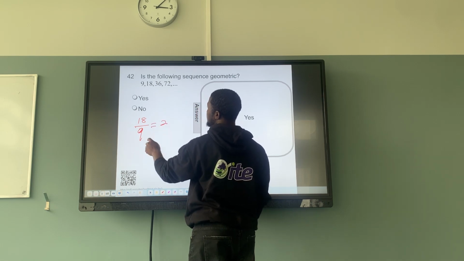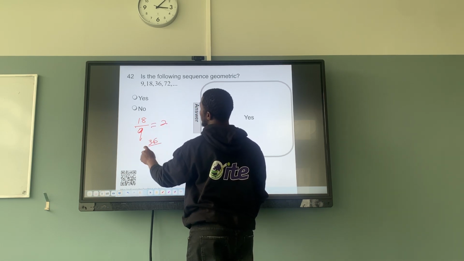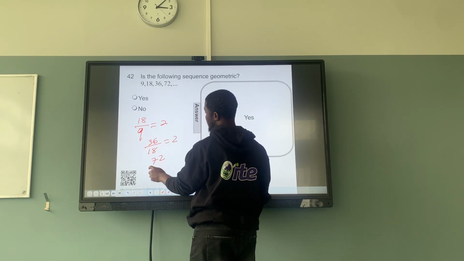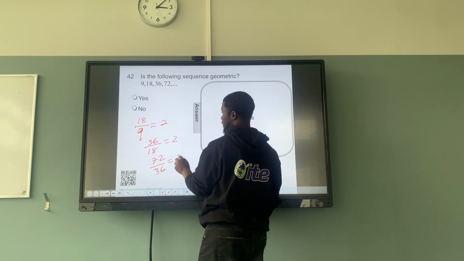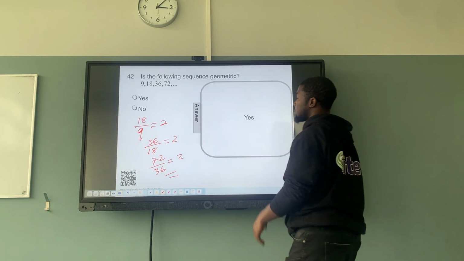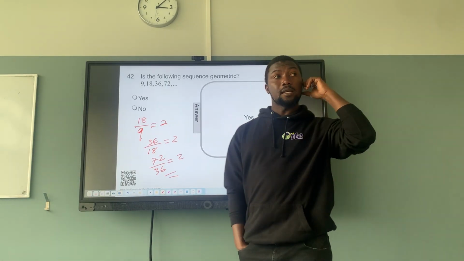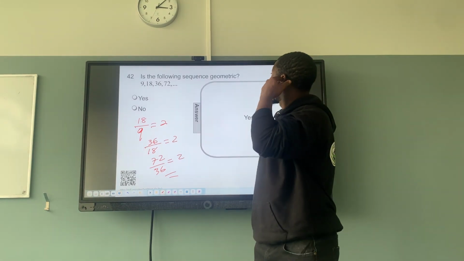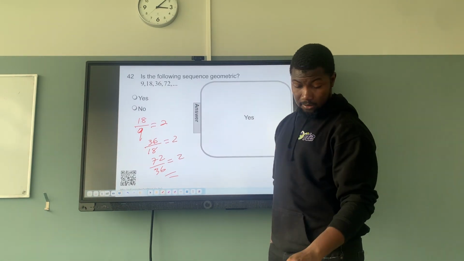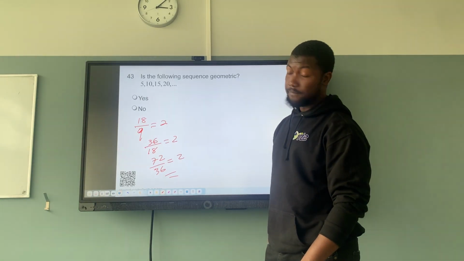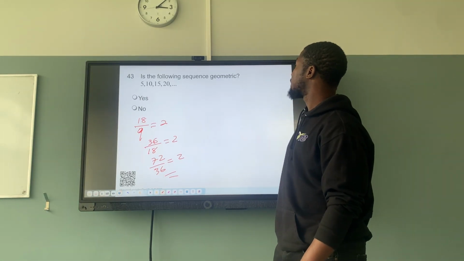This is 2. 36 divided by 18 is 2. 72 divided by 36 is 2. So the second term divided by the first term gives the same answer as the third term divided by the second term, and that is also the same as the fourth term divided by the third term. This is not a geometric sequence.